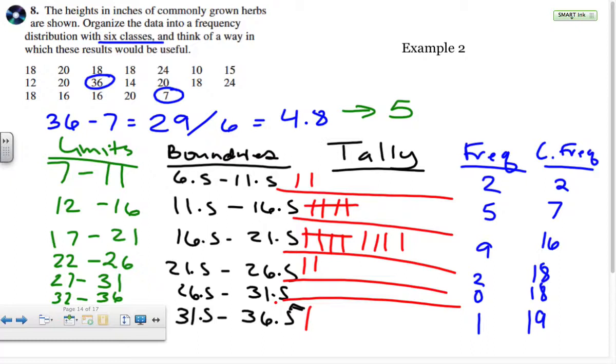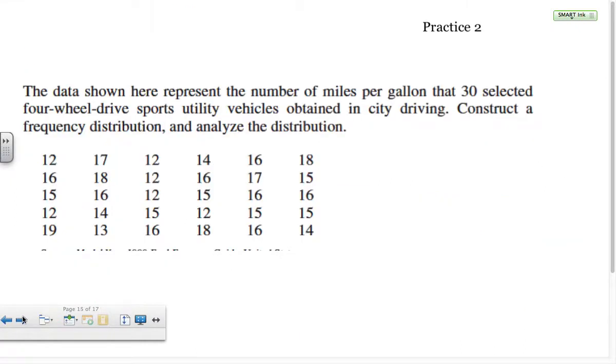Okay, moving on to your last one. We have a practice problem. So this is your practice problem. Pause the video, do it on your own, and then check the solution.